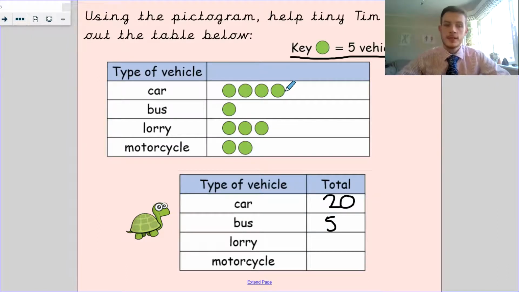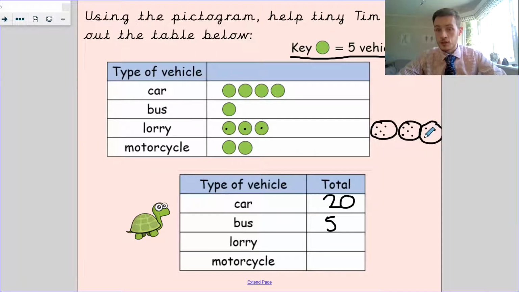The third way you could do it is it's saying that each one of these is worth 5. So it's like saying that this is one group of 5. So it's like saying you've got one circle and inside you've got 1, 2, 3, 4, 5. You've got 2 circles and inside that you've got 1, 2, 3, 4, 5. You've got 3 circles and inside that you've got 1, 2, 3, 4, 5. So now you can count how many dots there are altogether. 1, 2, 3, up to 15. So there were 15 lorries, okay?